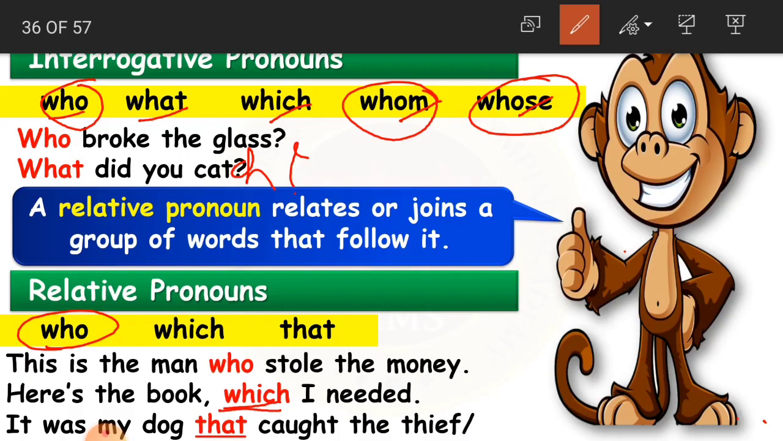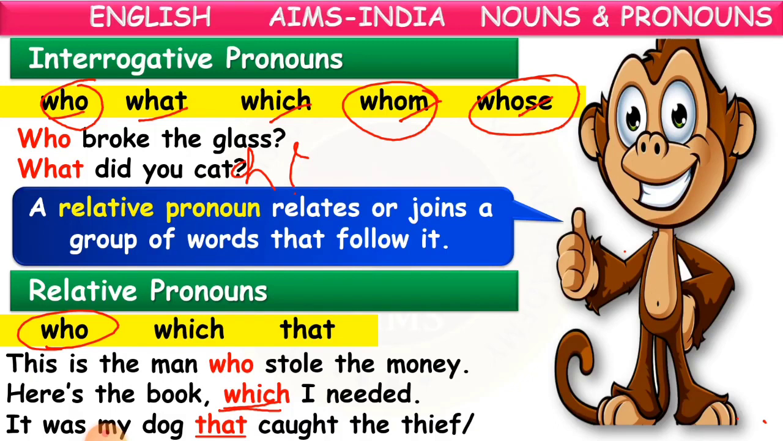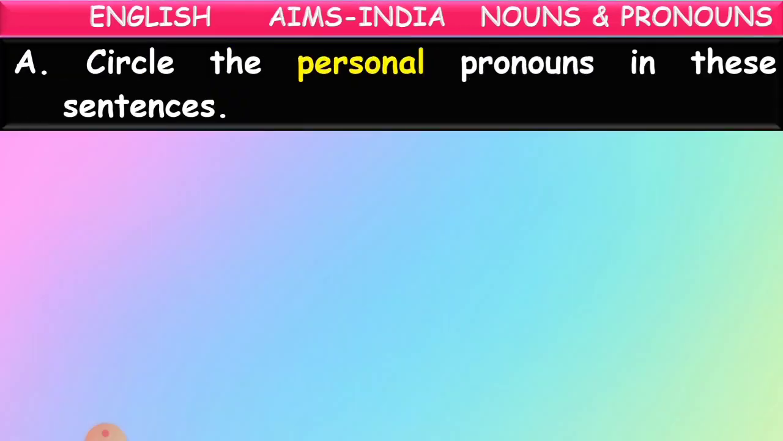So like this you will be using the relative pronouns like who, which and that. Here we are going to join some group of words or relate to another sentence in the same sentence. For example, it was my dog. There is a dog, and who caught the thief? The dog caught the thief. So, it was my dog that caught the thief. That becomes our relative pronoun. Clear children? Now we'll continue with our exercises.